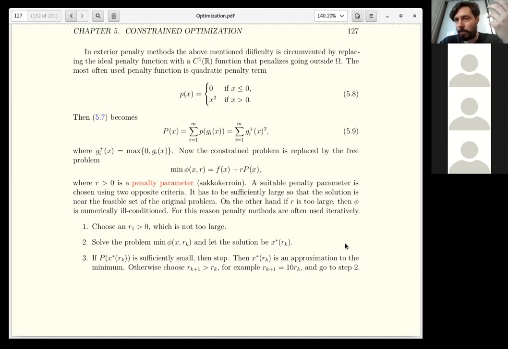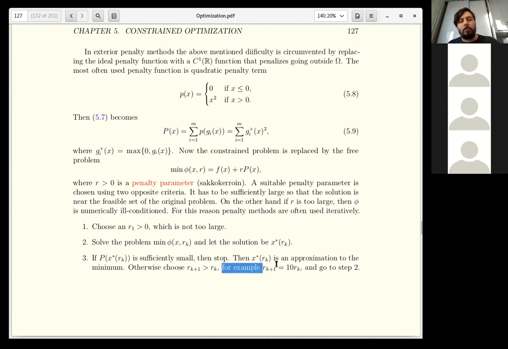I mean, it is possible that the optimum is inside the region and we're not anywhere near an edge. That's fine. But if the optimum point is like this, on the edge of the region, then usually the x star will be here outside the region. And the idea is that as R grows, we solve it again and again and again, and we get closer and closer to this point on the edge, which is the actual solution of the problem.